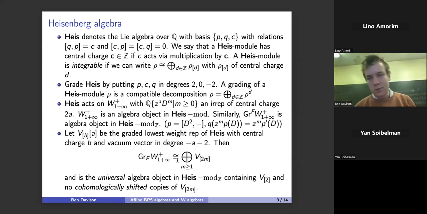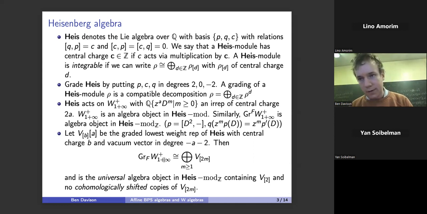And what's more, and this is not at all difficult to show, but somehow fundamental, this is the universal Lie algebra object that contains a copy of V2 and also contains no shifts of any of the V2Ms. So if I just take the free Lie algebra object generated by V2, I get something much bigger than W plus 1 plus infinity. But it's bigger because it contains a whole bunch of cohomological shifts of these V modules. And if I just throw them all out, i.e. quotient them all out, then I wind up with the associated graded of W1 plus infinity.